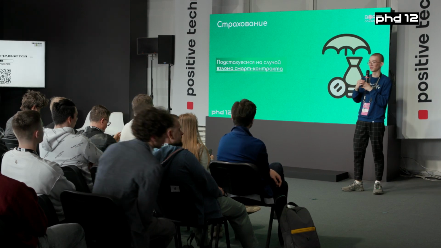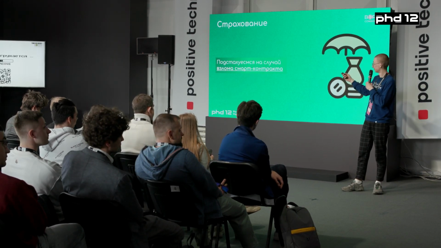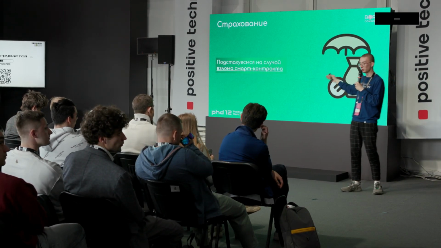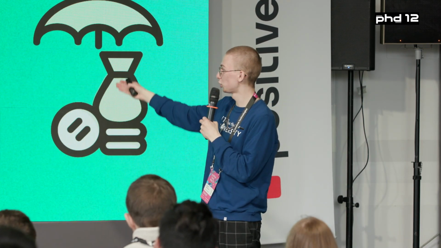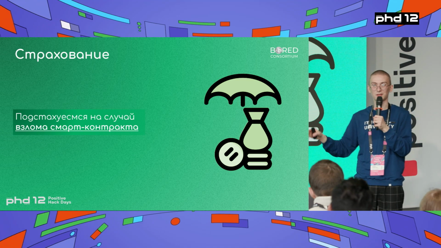Now let's go to insurance. What can we insure in cryptocurrency? We insure in a case of a breach of a smart contract.